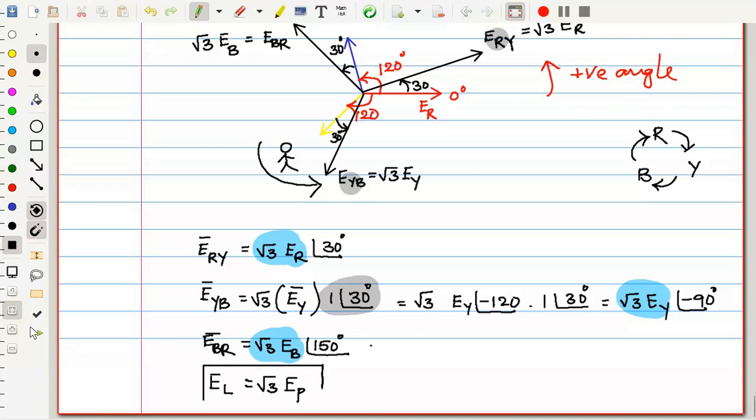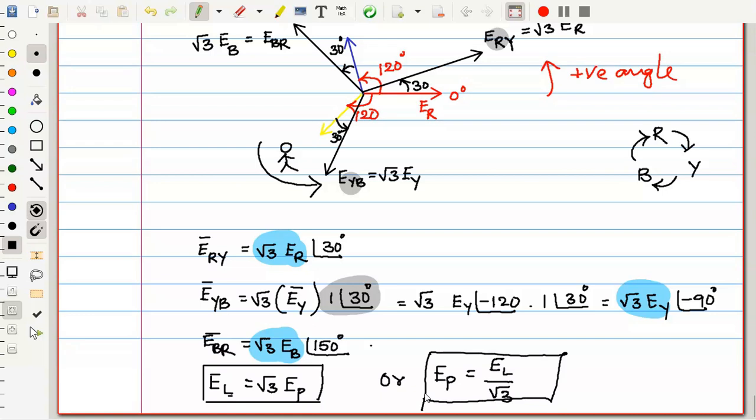These are magnitudes only, try to observe carefully. I am not giving angle information here. You should understand that line voltages lead the phase voltage by 30 degrees. Or sometimes we may use this relationship also: phase voltage is equal to line voltage divided by root 3. So we may use either of these relationships, which are very important.